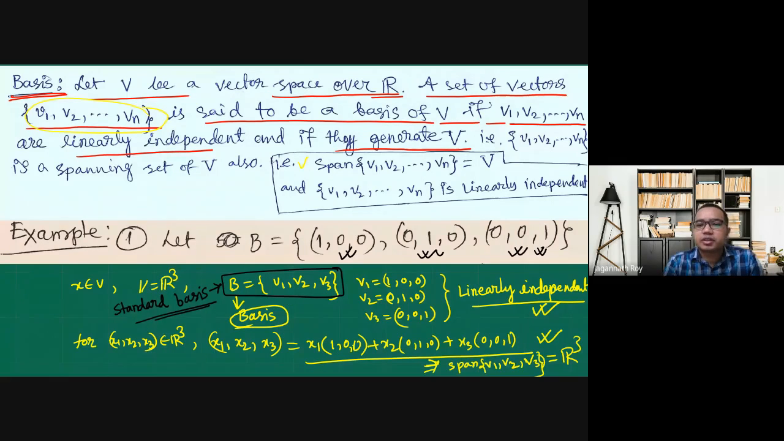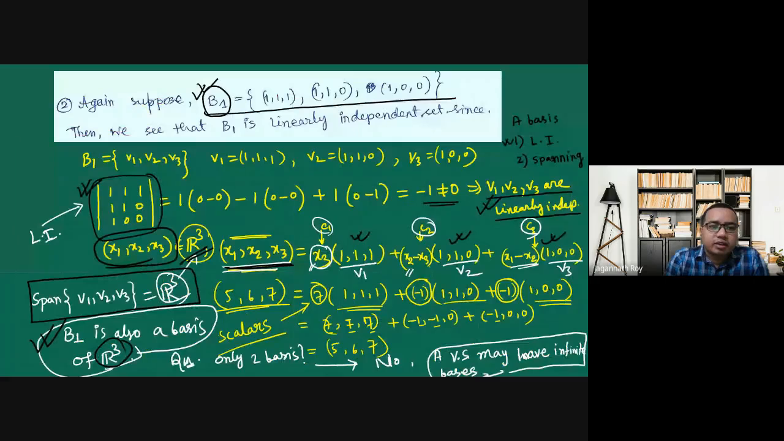Standard basis. Okay. So we can see a vector space V may have more than one basis. Here we are seeing B1 is also a basis of R3. The question now is whether it has only two bases.